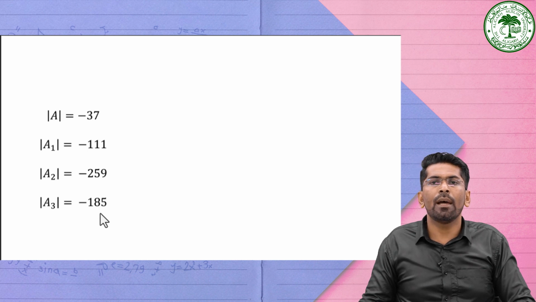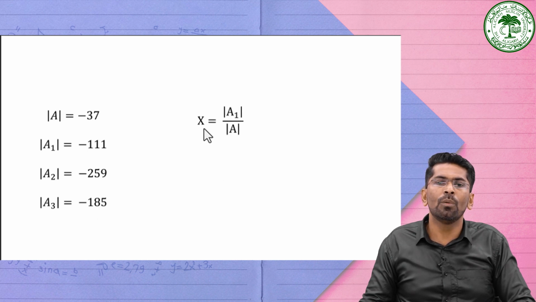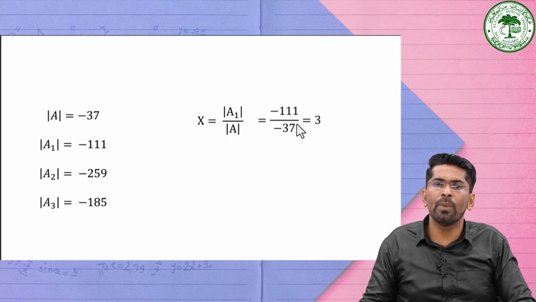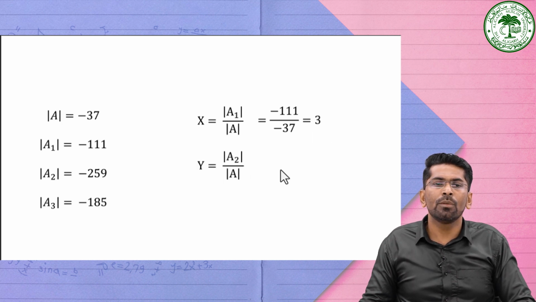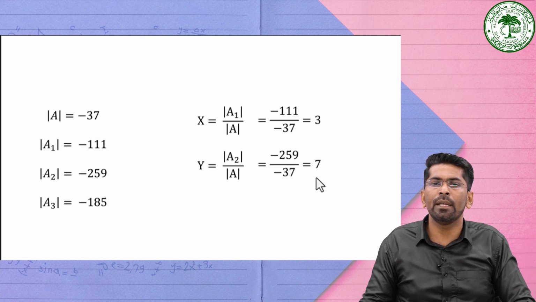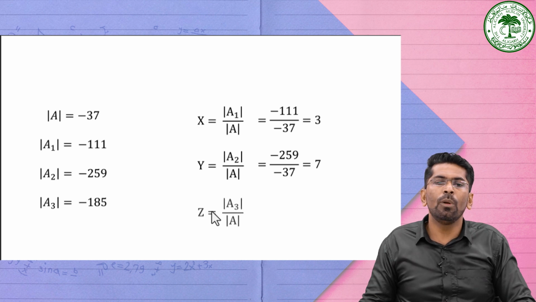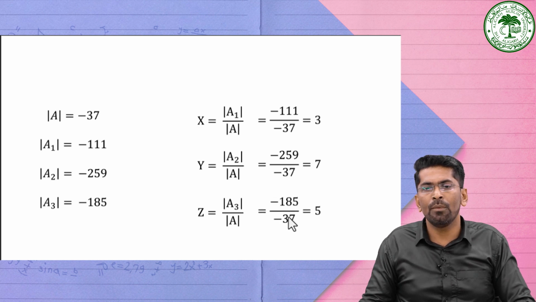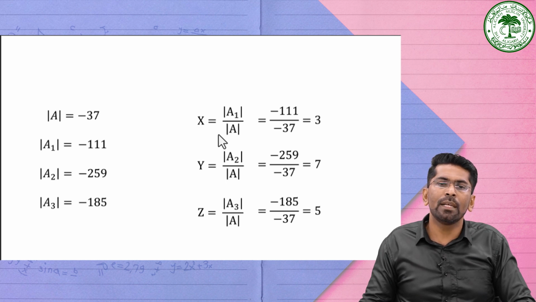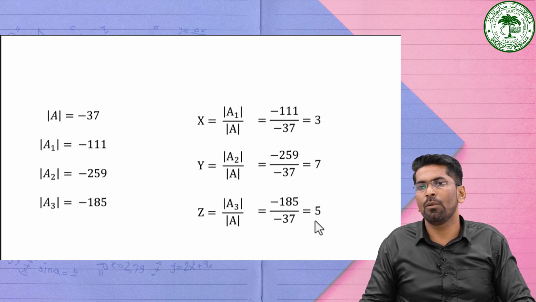So I can solve here: x is equal to determinant A1 divided by A, which is minus 111 divided by minus 37, which is equal to 3. Similarly, y is determinant A2 divided by A, so it is minus 259 divided by minus 37. If you simplify it, then it is 7. Then z is equal to determinant A3 divided by A, which is minus 185 divided by minus 37, which is equal to 5. So here the value of x is equal to 3, the value of y is equal to 7, and the value of z is equal to 5.